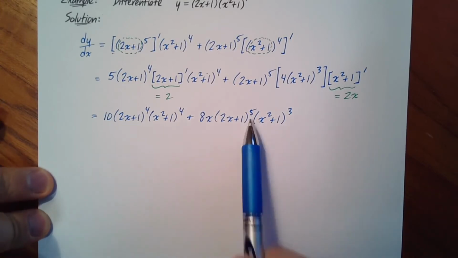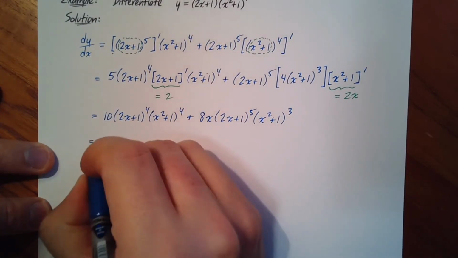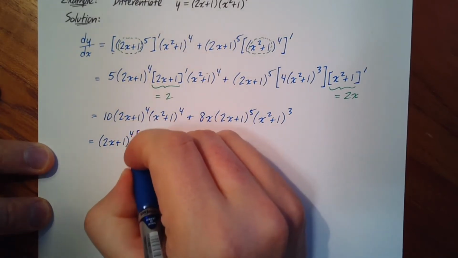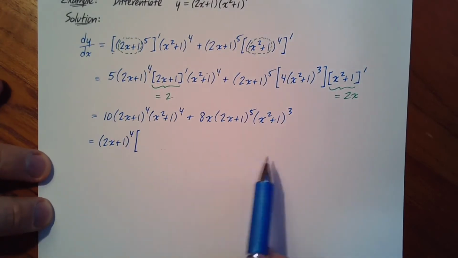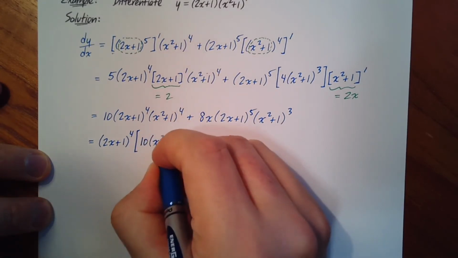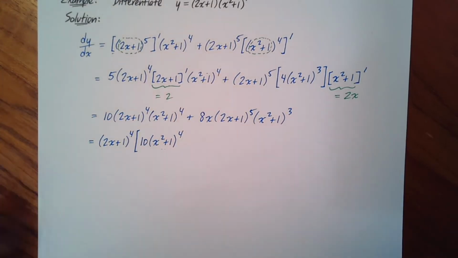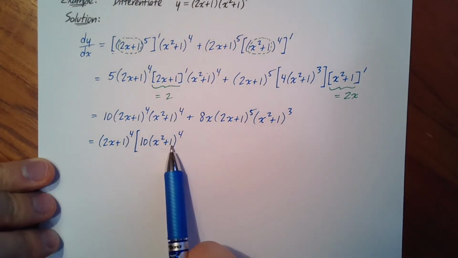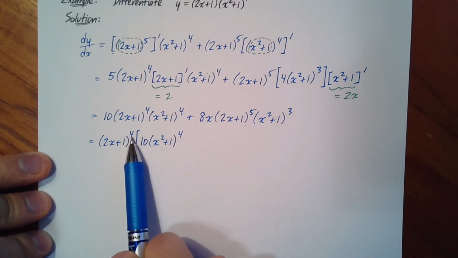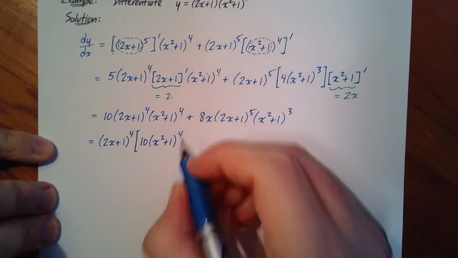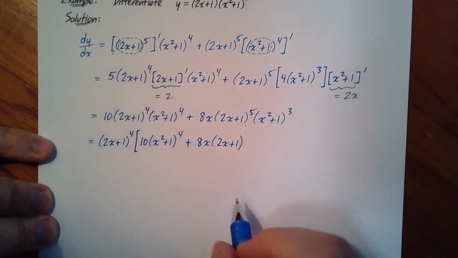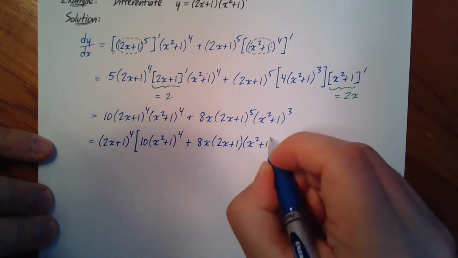So we can factor out (2x plus 1) to the power of 4. So that's what I'm going to do here. I'm going to pull out (2x plus 1) to the power of 4. And all of that is going to be multiplied by everything that's left now. So for the first term, if I pull out the (2x plus 1) to the 4, I'm going to be left with 10 times (x squared plus 1) to the power of 4. And that's what I'll have left. Now for the second term, I actually have (2x plus 1) to the power of 5. So if I pull out (2x plus 1) to the power of 4, I'm going to have one factor of 2x plus 1 left. So what we're going to have left here is 8x, (2x plus 1), no exponent this time, and then (x squared plus 1) all cubed.